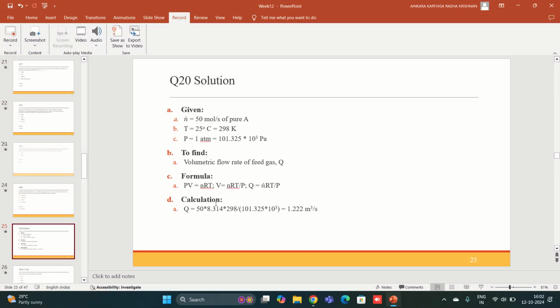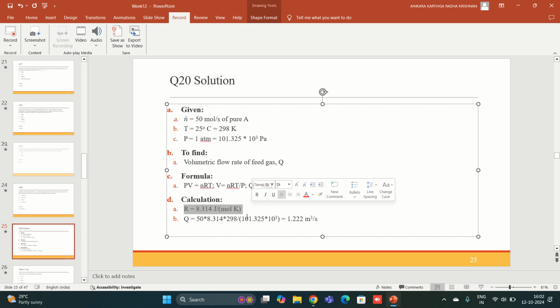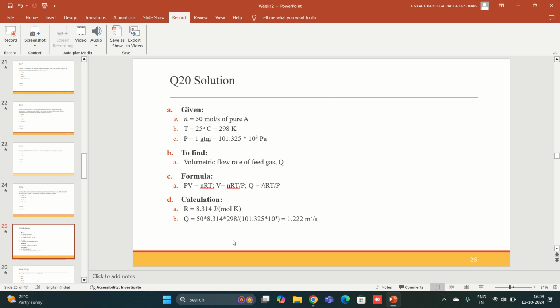So I'll just put the R value over here. R is equal to 8.314 joule per mole Kelvin. Just for your use if you are using these slides at a later point.